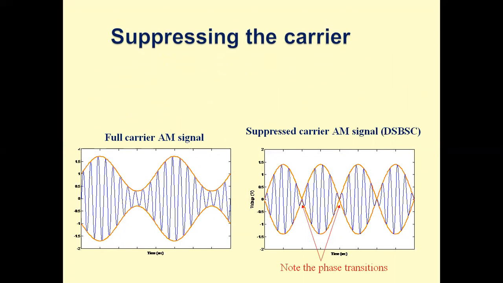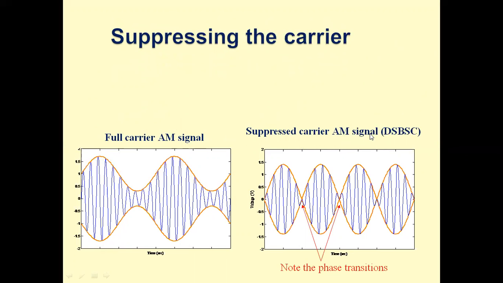In suppressed carrier modulation, we have the full carrier AM wave. See the diagram here. This is the full carrier AM wave. When the amplitude of the message signal is increasing, the amplitude of the carrier also increases. When the message amplitude is decreasing, the amplitude of the carrier also decreases. Here, the envelope of the modulated signal contains the message signal.